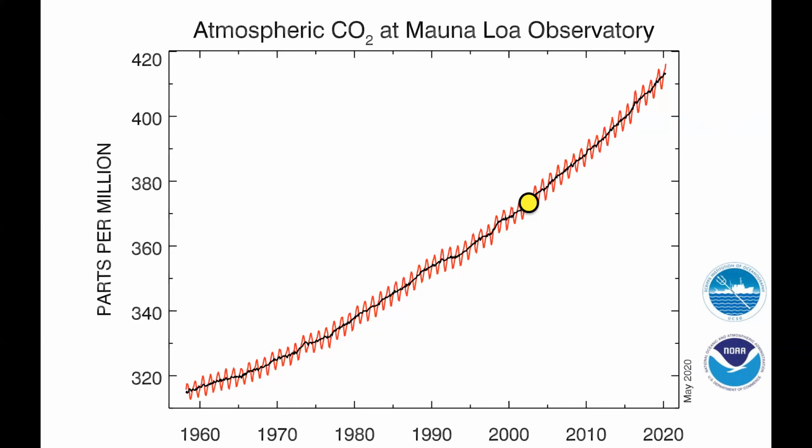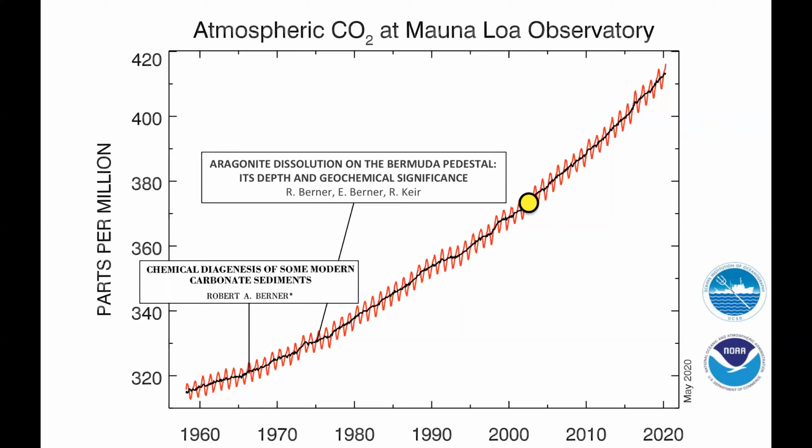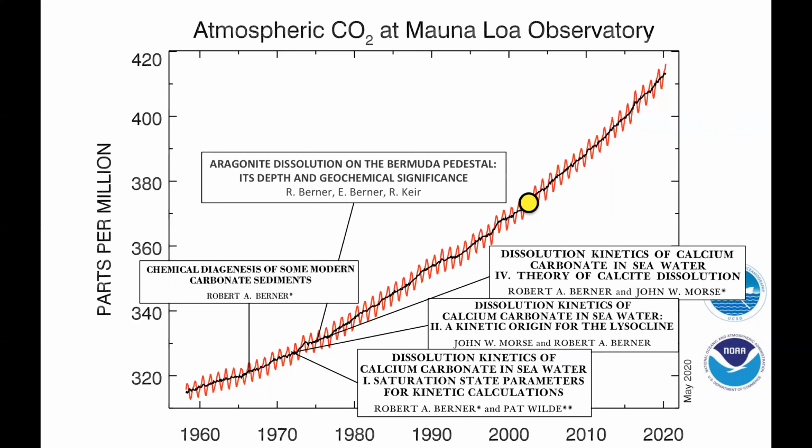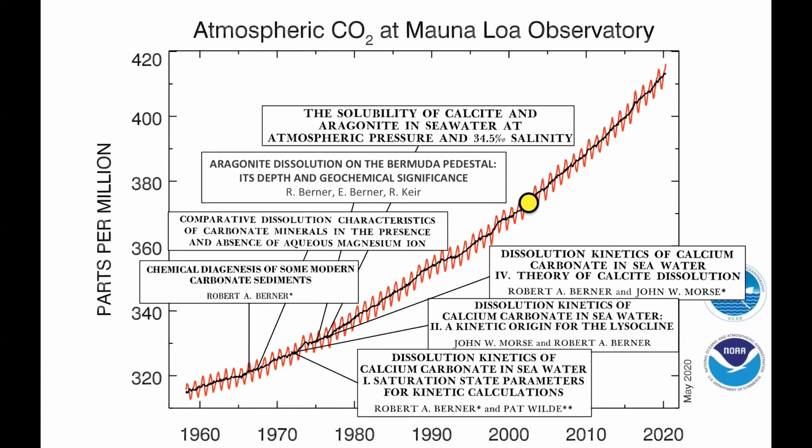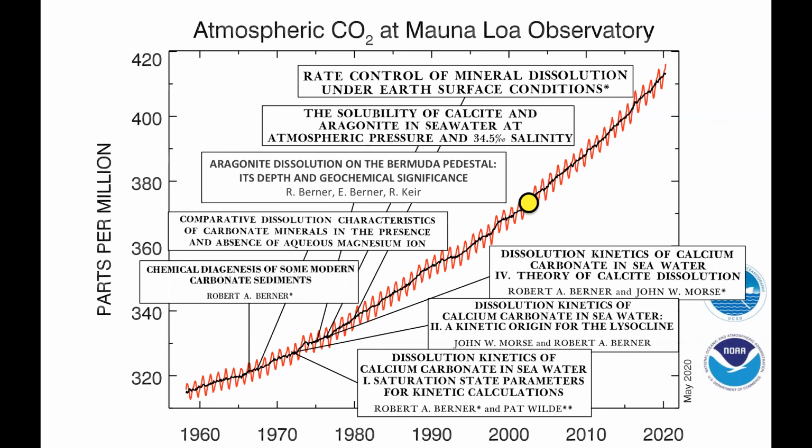Berner himself had spent significant time in Bermuda in the 60s and 70s studying both calcium carbonate dissolution and precipitation, mainly in the context of early diagenesis. He also made significant contributions to dissolution, and there were a series of seminal papers in the early 70s together with Pat Wild and John Morse investigating the dissolution kinetics of calcium carbonate in seawater. He also made significant contributions to the influence of magnesium on calcium carbonate dissolution, and the solubility of calcite and aragonite in seawater, and also the various controls of mineral dissolution.